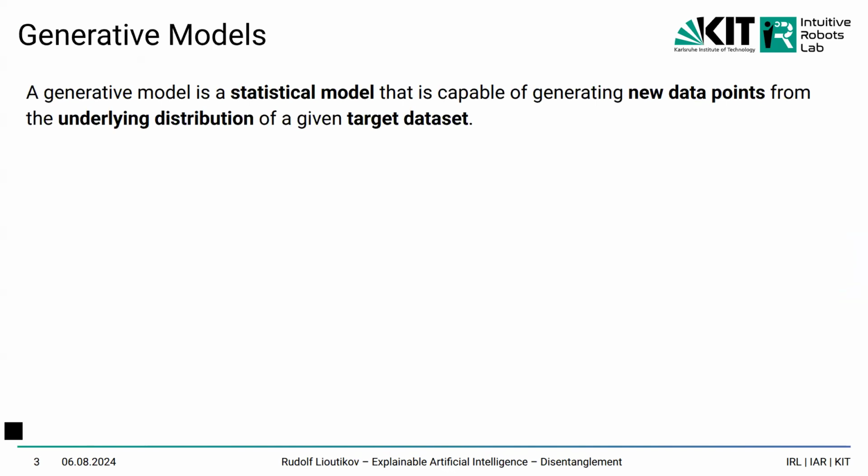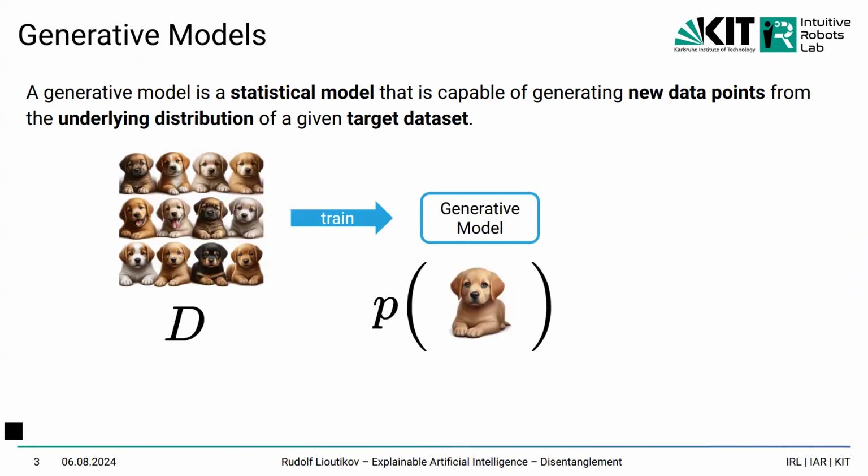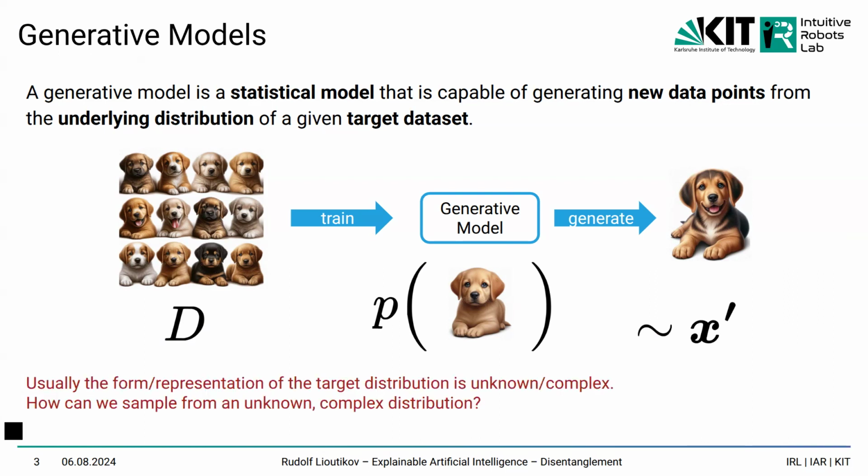So what is a generative model? A generative model is a statistical model that is capable of generating new data points from the underlying distribution of a given target data set. For instance, let's assume we have this set of dogs over here, and we want to generate a new dog, a new cute puppy. The only problem is that we don't know what the distribution of puppies is. So sampling from this unknown distribution becomes problematic, because it is not only a structured and complex, but most importantly, an unknown distribution.